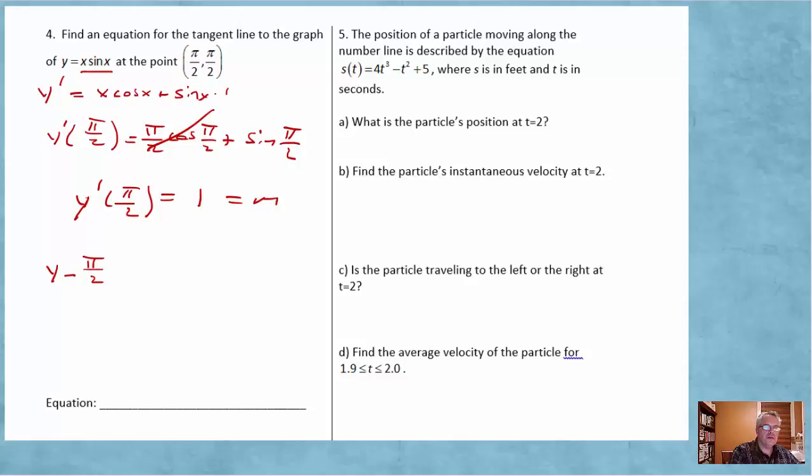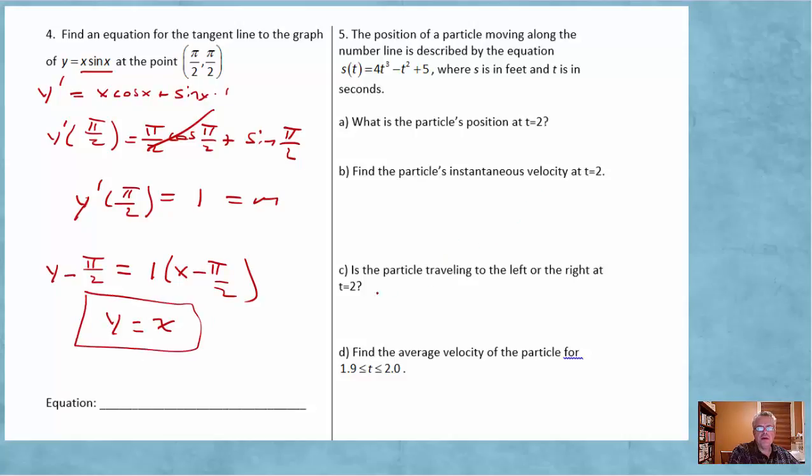I want it equals. So y minus pi over 2 equals the slope 1 times x minus pi over 2. And we'll leave it like that for now. Okay. If you did simplify it, you can add pi over 2 to both sides. It actually gets really nice. It's just y equals x is the equation of the tangent line. But you could have left it like this.